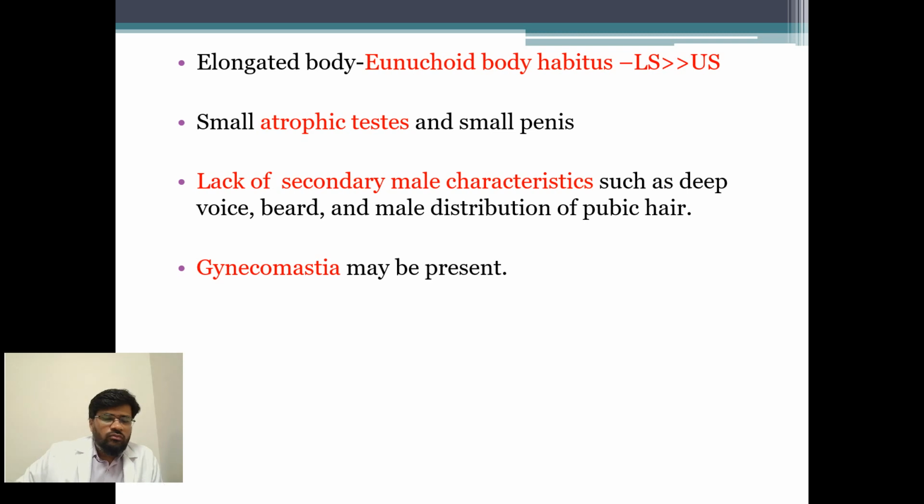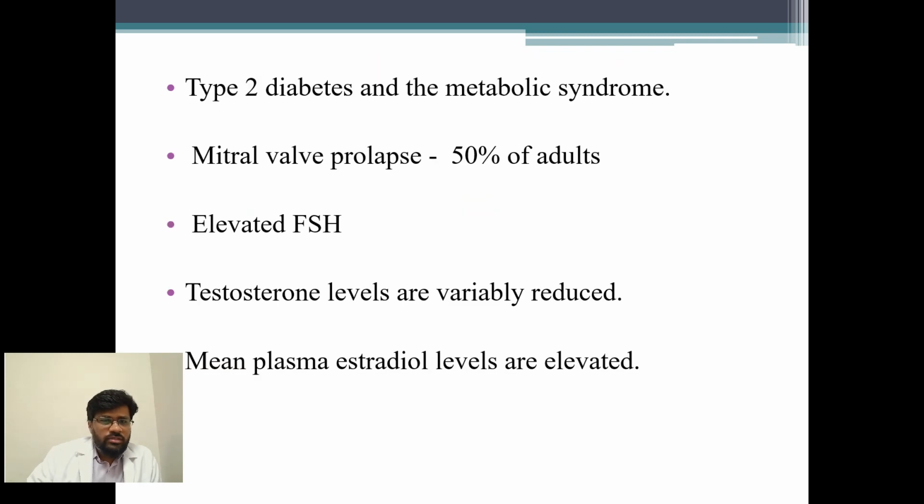So how do they look? They have an elongated body. We call it eunuchoid body habitus, where the lower half of the body is greater than the upper segment, and they have small atrophic testes with a small penis, and they lack secondary male sexual characters such as deep voice, beard, and male distribution of pubic hair. And these people can show gynecomastia. You have to remember they are more prone to type 2 diabetes and metabolic syndrome. And mitral valve prolapse may occur in around 50% of adults.